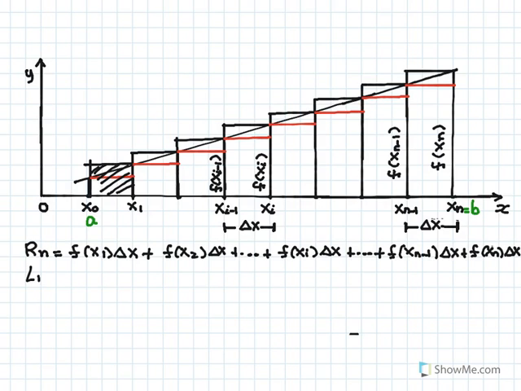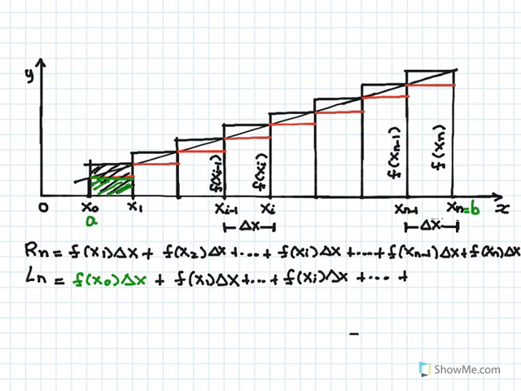So now let's look at Ln, which is the left-hand rule. Well, let's choose a different color. That's going to be the area of this rectangle. So that's f of x0 times delta x, plus f of x1 delta x, plus f of xi delta x, plus, and the very last one, with the left-hand rule, you start at the beginning and you end one before the last. So you end at xn minus 1. That's f of xn minus 1 delta x.